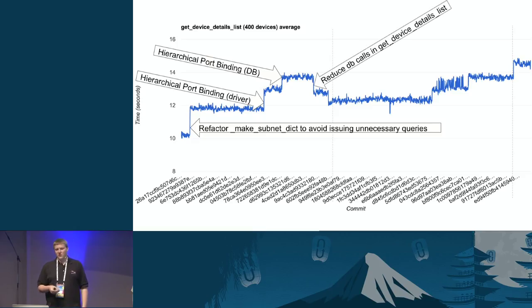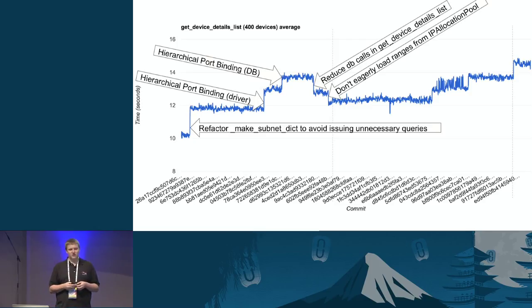So here we can see someone came through and did reduce DB calls in get device details list, and that kind of brought it back down to where it was before the hierarchical port binding DB changes. And then one more change to avoid eagerly loading the IP allocation range from the allocation pools. But that still didn't get us back down to where we were way back at the start of Kilo. And this is when Kilo was released. So Kilo released with like a 20% performance regression on this particular RPC call.